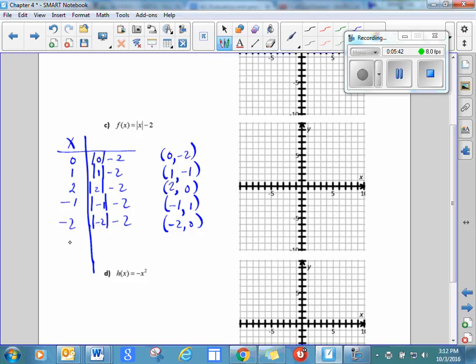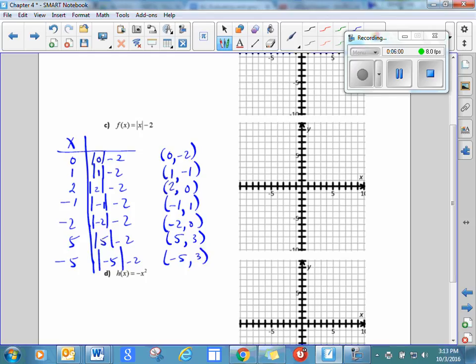Let's pick one a little bit further down, a pair. Let's pick a positive and a negative. Positive 5, absolute value of 5, minus 2, which is 3. And let's do his negative partner, absolute value of negative 5, minus 2 is also 3.